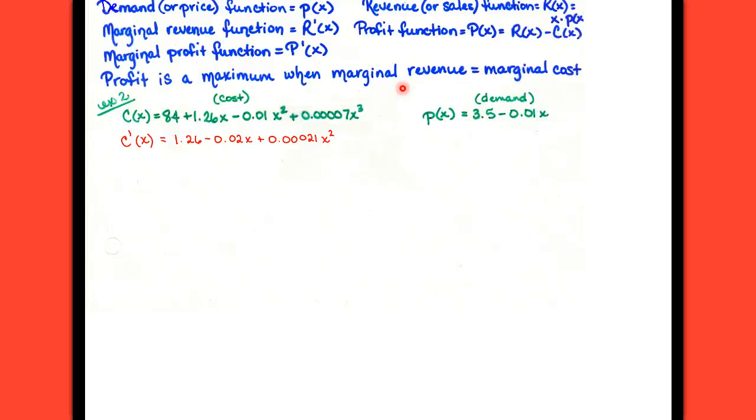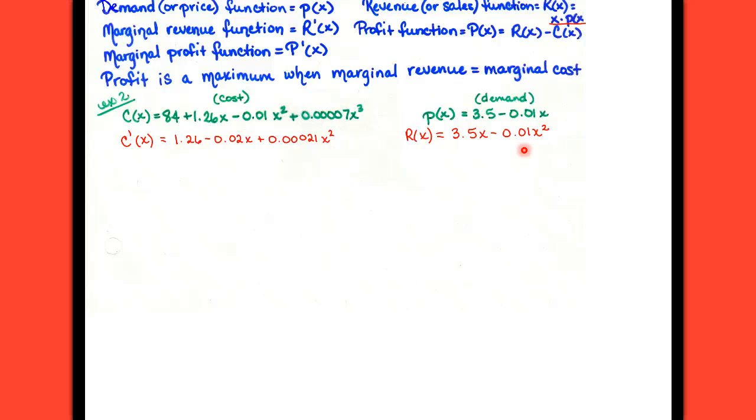Yeah, multiply it by x. So remember we said that our revenue was just going to be x times our demand or price function. So this is my demand or price function, so I'm just going to multiply it by x to get revenue. So 3.5 times x is 3.5x, and 0.01x times x is 0.01x squared. All right, so now that I have a revenue equation, now I can find marginal revenue.